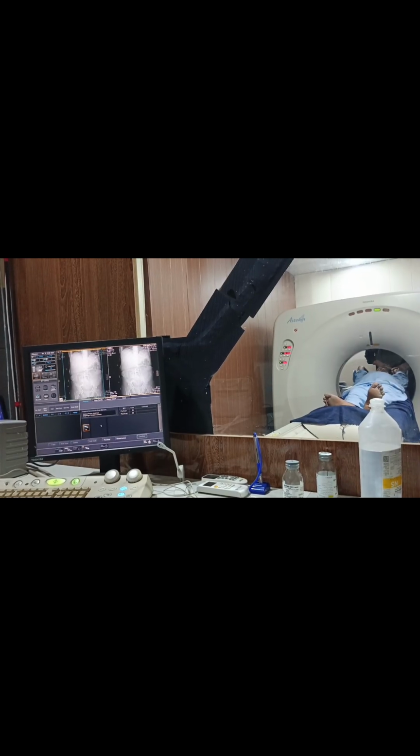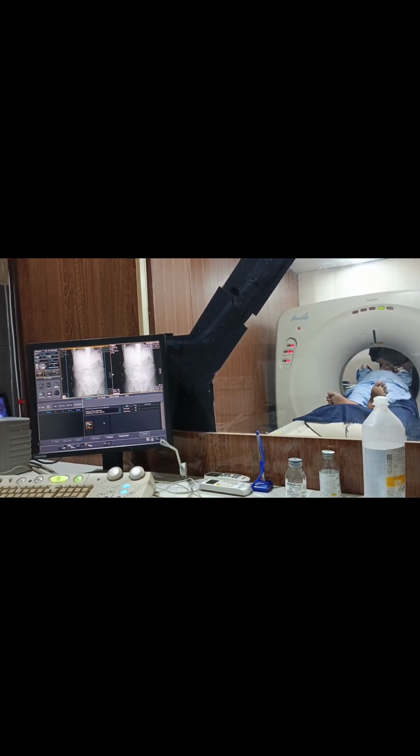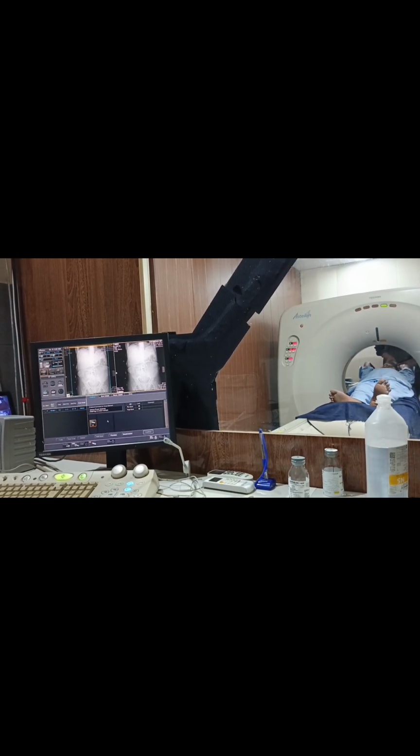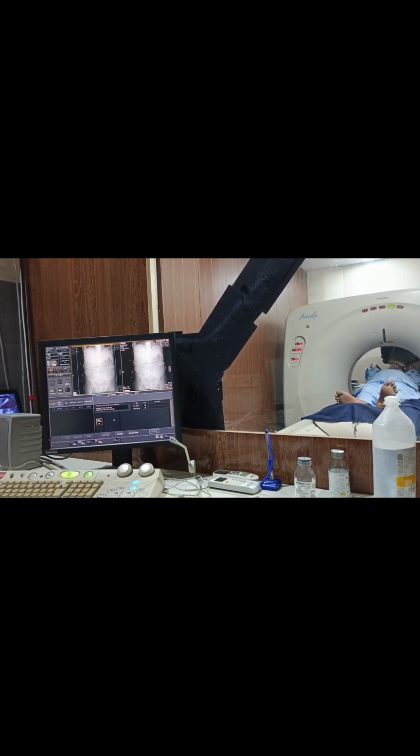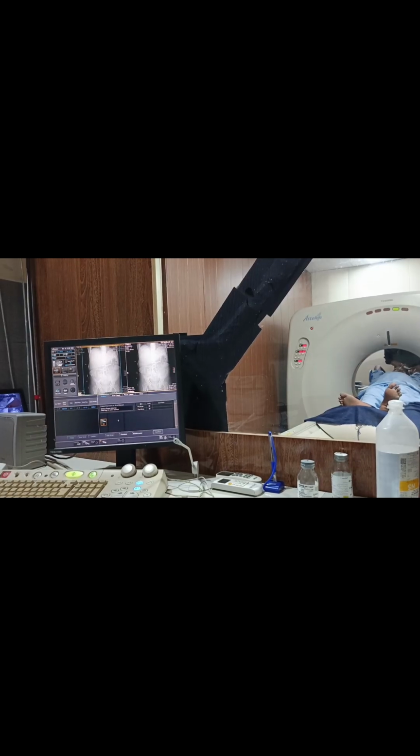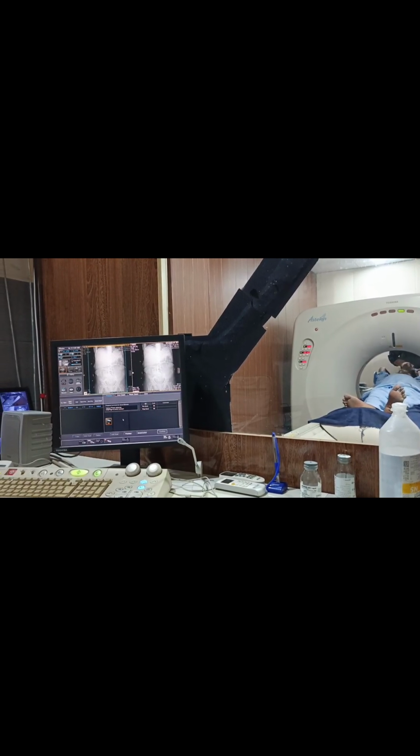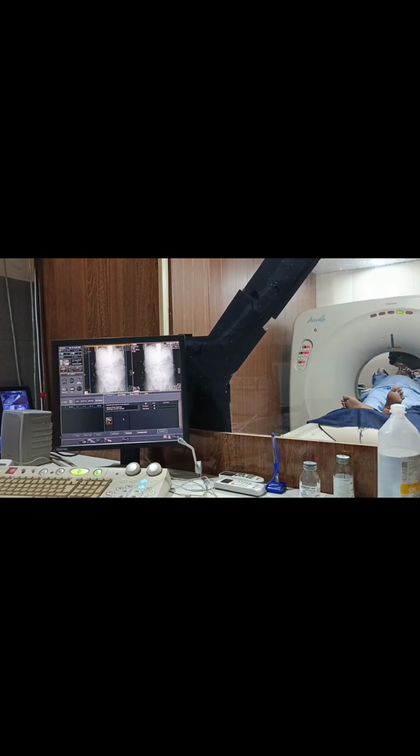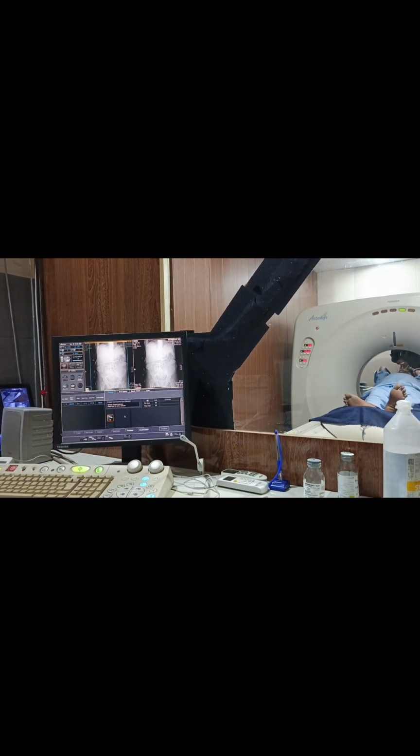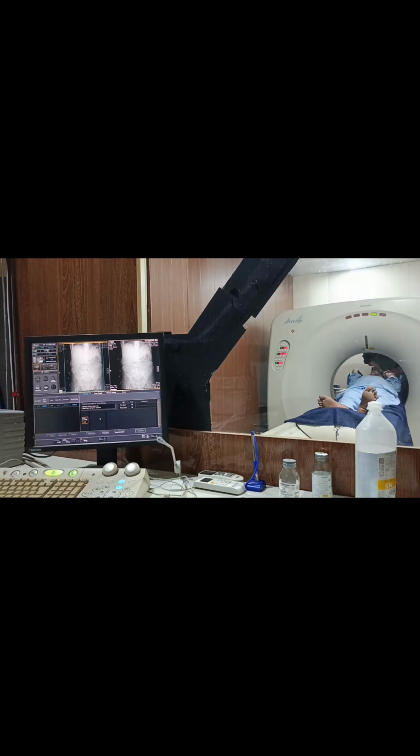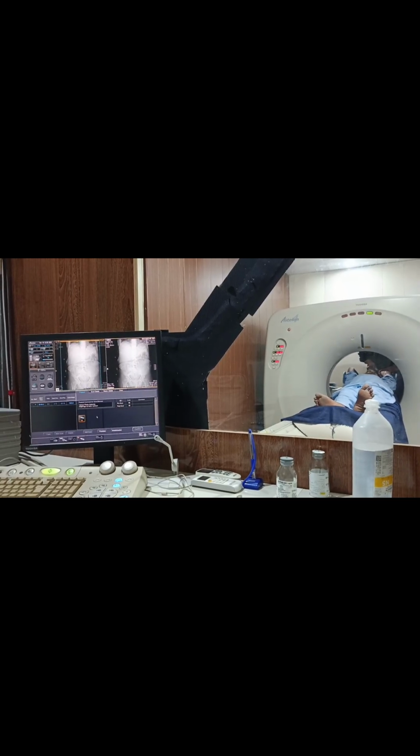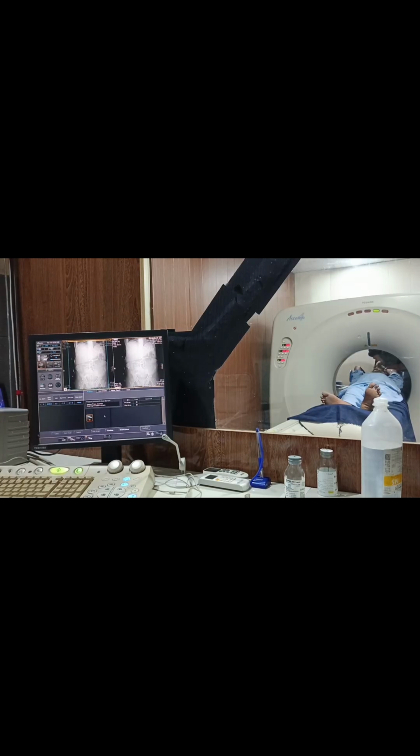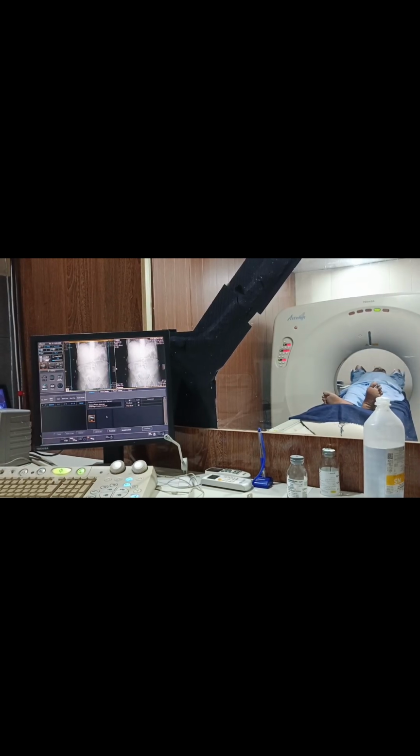Now the focus shifts to the analysis of the images. The radiologist, a doctor specially trained in interpreting medical scans, reviews the images on a high-resolution computer screen. Using specialized software, the radiologist can adjust brightness, contrast, and zoom into any area of interest. They can view the body in multiple planes, axial, coronal, and sagittal, allowing for a complete three-dimensional understanding. This flexibility is crucial in detecting small abnormalities that might be missed in traditional imaging.